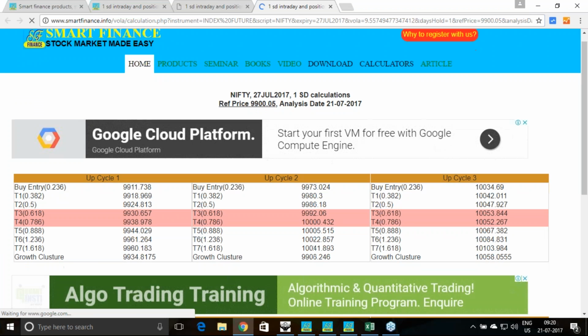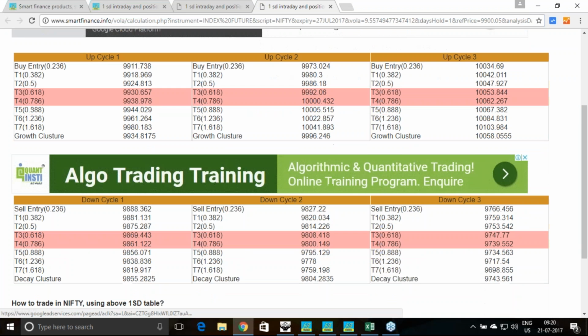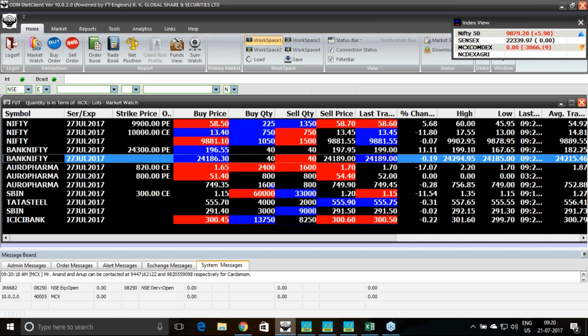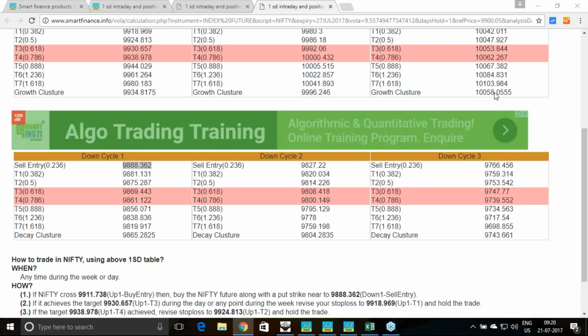And calculations, one standard deviation calculation gives 9912 above uptrend, 9889 below downtrend. Can anyone tell me what I should do now? 9882 levels now. I can sell Nifty along with a call option. I'll again focus on selling Nifty with a call option.